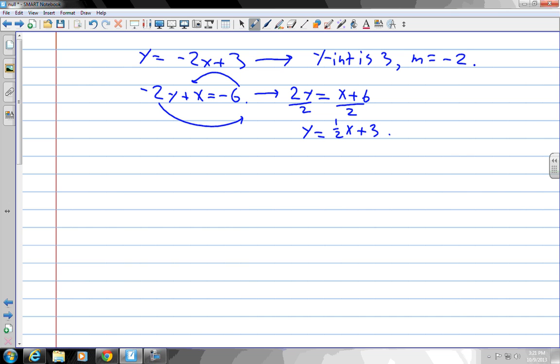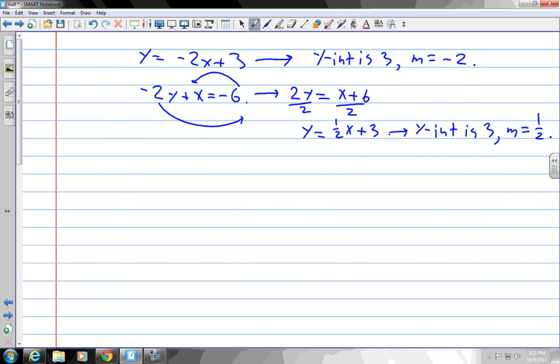So what is the y-intercept? I don't think it's negative. It's 3, right? So y-intercept is still 3. And what is the slope? Half. Right? So the slope is a half, y-intercept is 3.